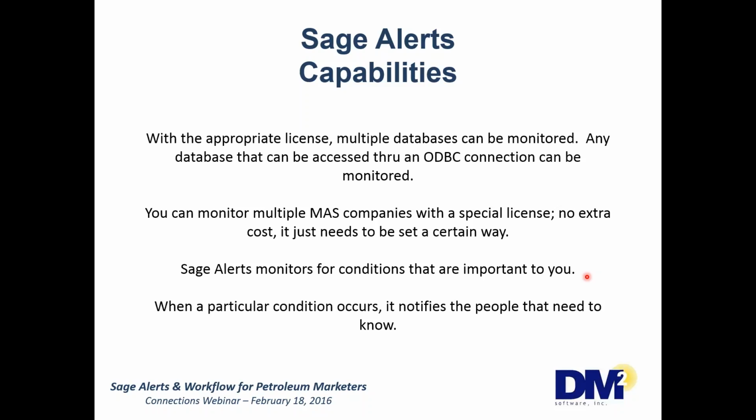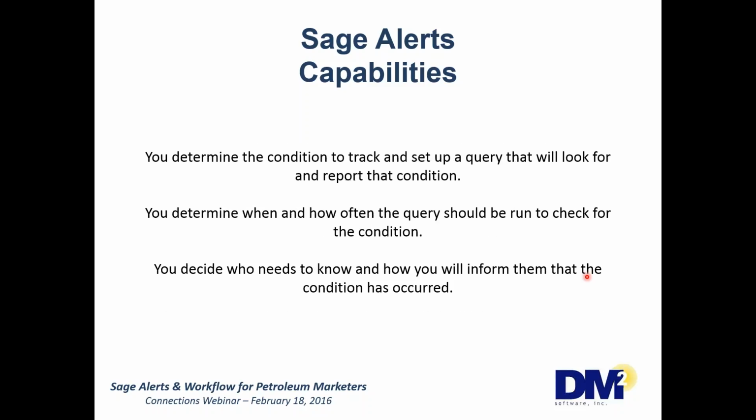Sage Alerts monitors for conditions that are important to you. When a particular condition occurs, it will notify the people that need to know. You determine the condition to track and set up a query that will look for and report that condition. You determine when and how often the query should be run to check for the condition. You decide who needs to know and how you will inform them that the condition has occurred.